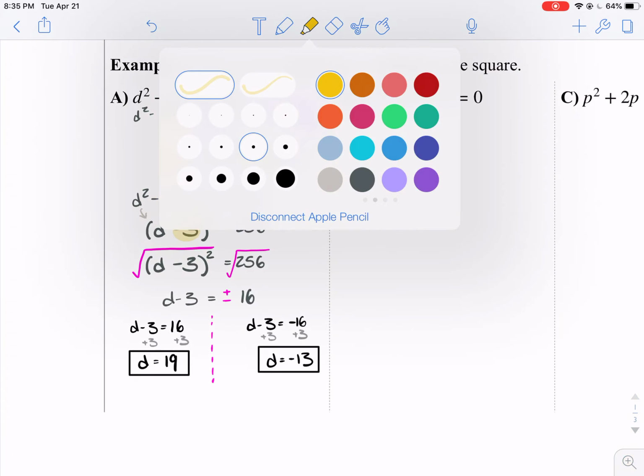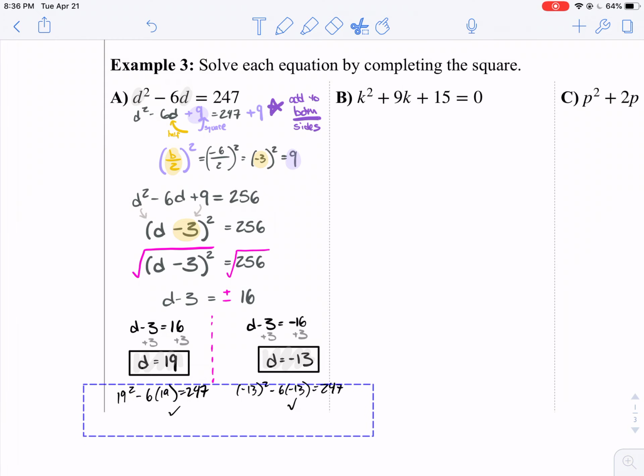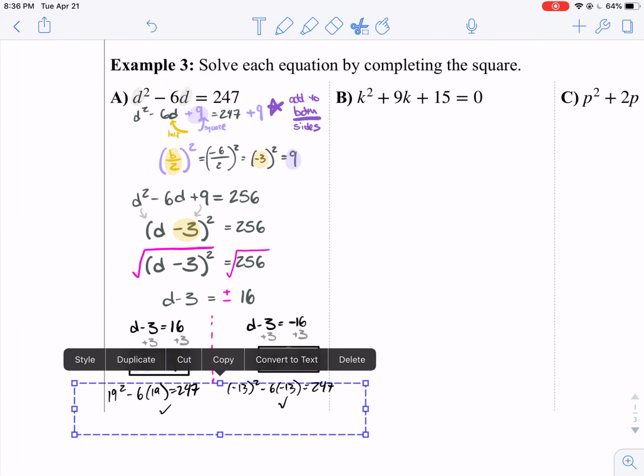Now that we know what d is, we can take it and plug it back into our original equation and say, hey, is it true that 19 squared minus 6 times 19 equals 247? It is, I checked already. And is it true that negative 13 squared minus 6 times negative 13 equals 247? It is, I checked already. So we did this right. Awesome job, guys.